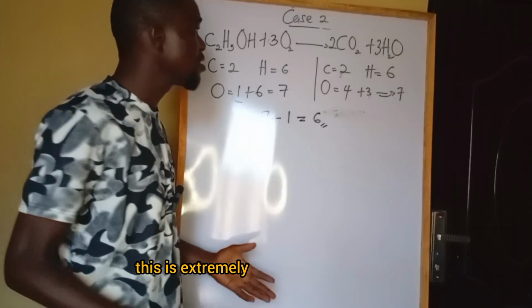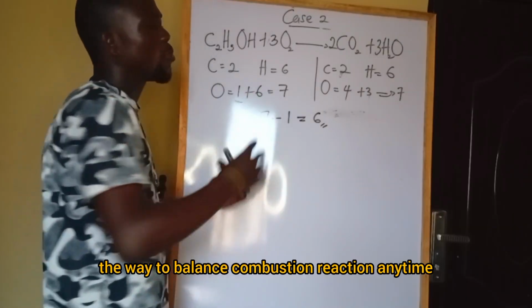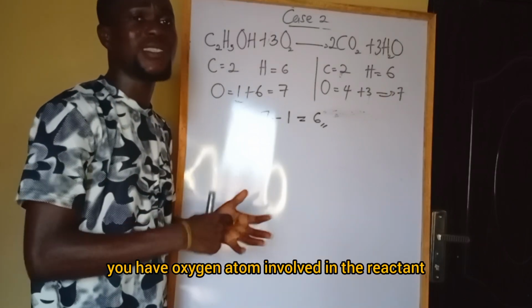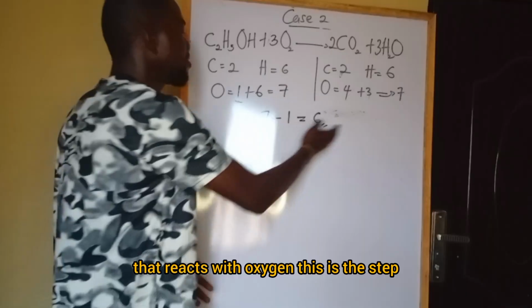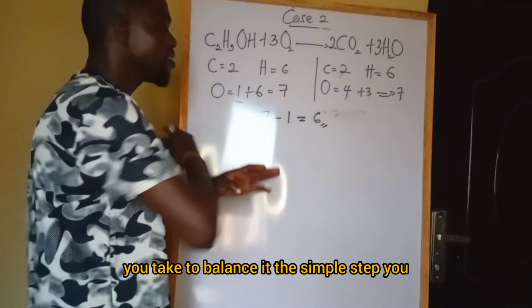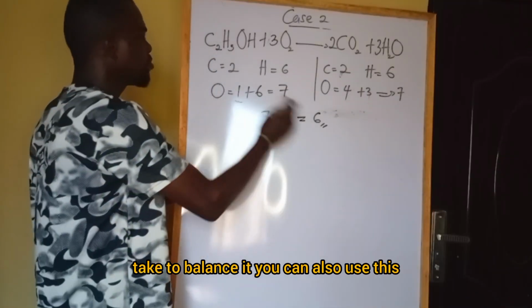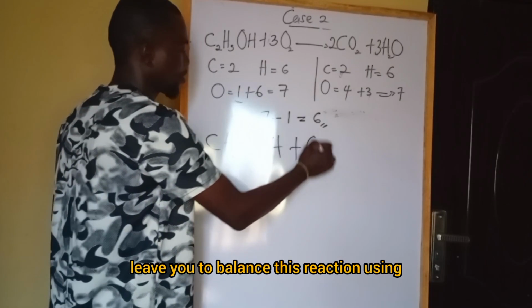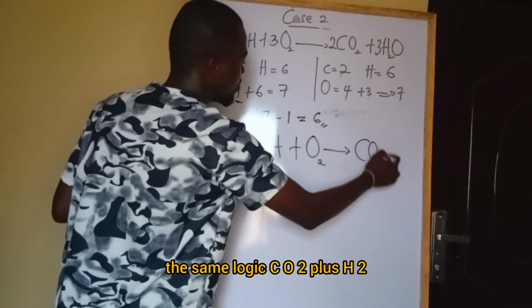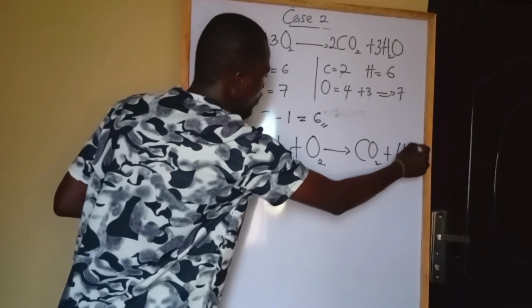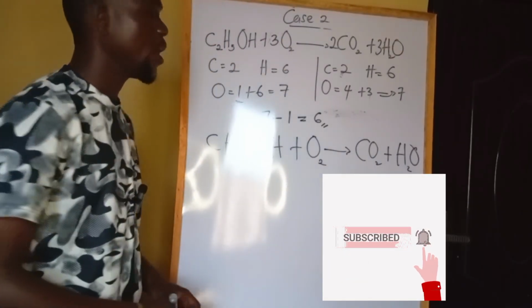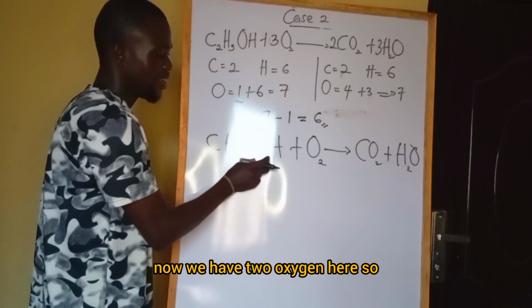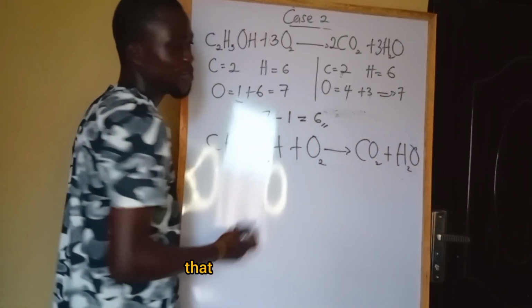This is extremely easy. The logic here is the way to balance a combustion reaction. Anytime you have oxygen atoms involved in a reactant that reacts with oxygen, this is the simple step you take to balance it. You can also use this to balance ethanoic acid. So I'm going to leave you to balance this reaction using the same logic, with CO2 plus H2O. Use the same logic above and you will balance the reaction. So in this case, we have 2 oxygen here. So that will be, you know what it will be?